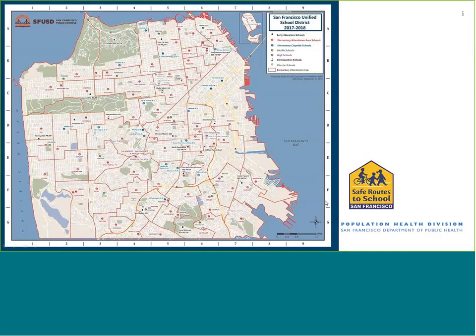This is a map of the Unified School District in San Francisco, and as you can see, there are lots of red lines drawn. These are the attendance areas around the elementary schools in the school district, just so you can see as an example.